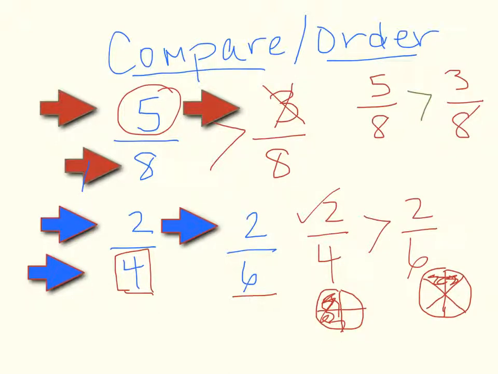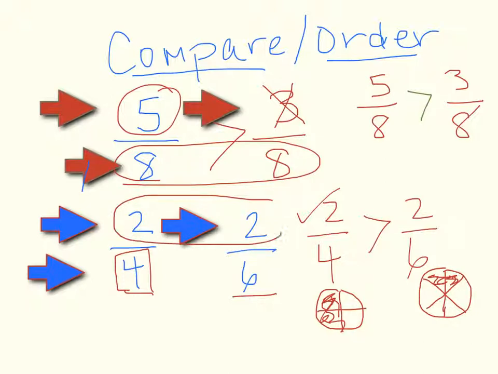Okay, so now we have compared where we have the same denominators. Okay, so the parts are equal. We have 8 parts, and I'm going to get either 5 of them or 3 of them, and 5 is better. And then here we have the same pieces. So I'm going to get 2 here and 2 here, but this one's only 4 and this one's 6, so this one's a bigger piece.